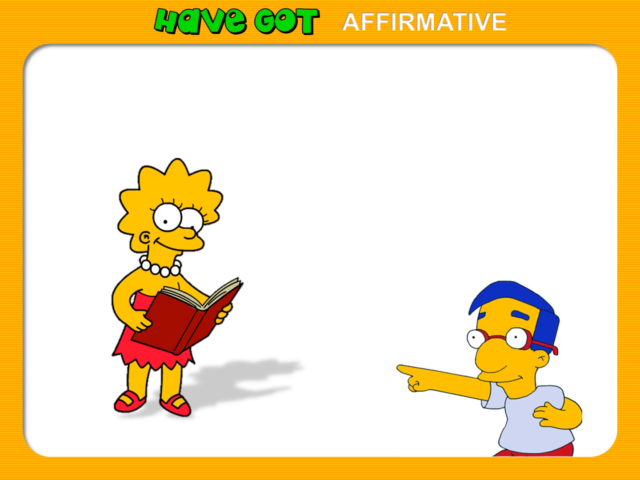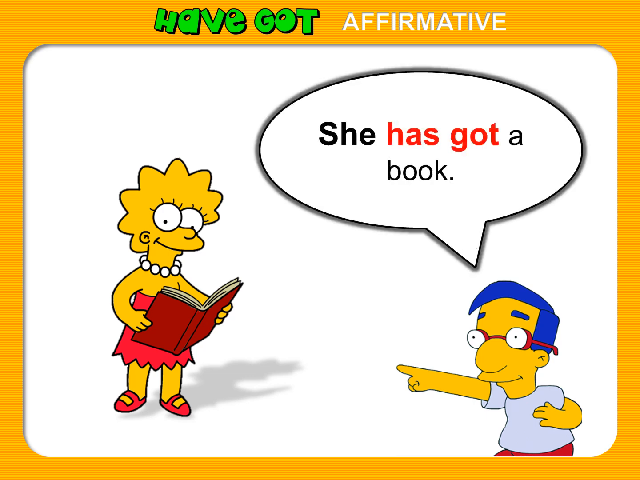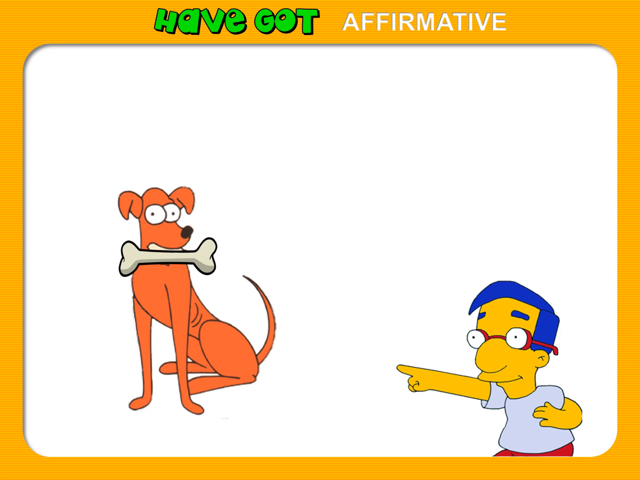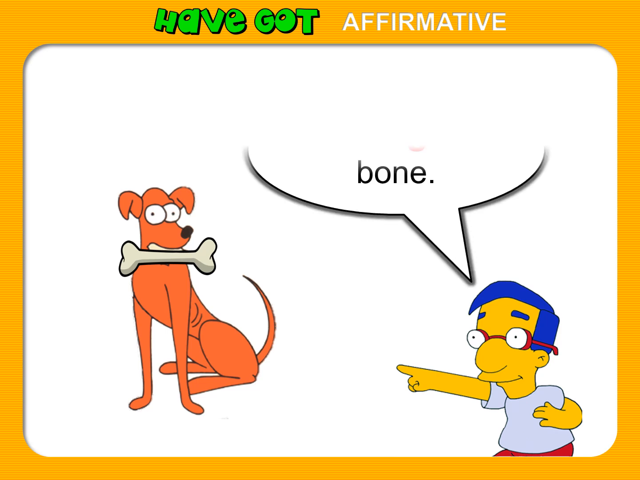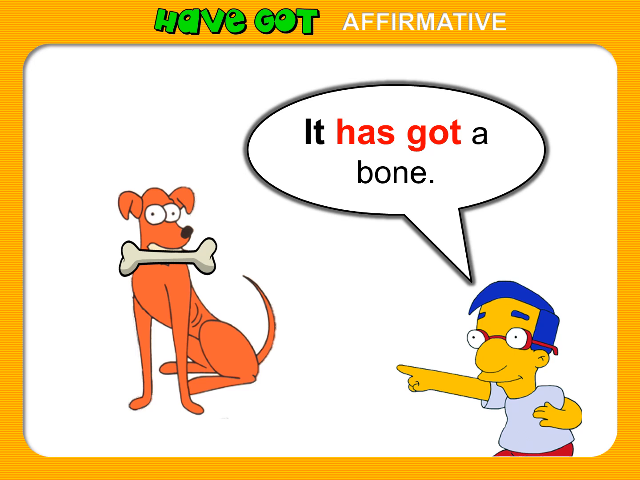What about this? We'll say she. Very good. She has got a book. What about this one? The dog. Or it has got a bone. It has got a bone.